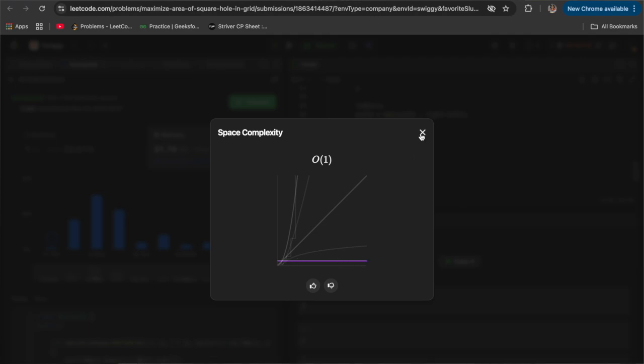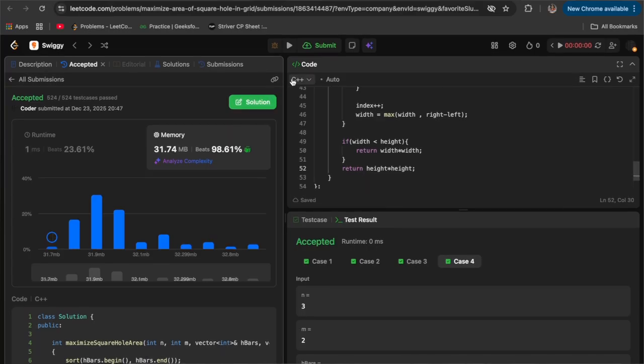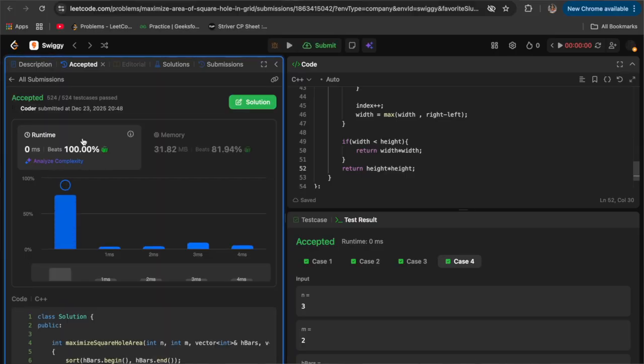Yeah, so basically it should take less time. When I submitted, it was beating 100%, so I submitted it again, and we can see that it beats 100%.